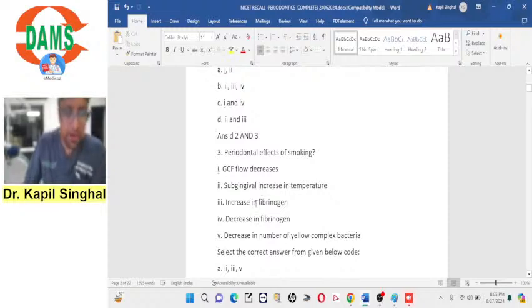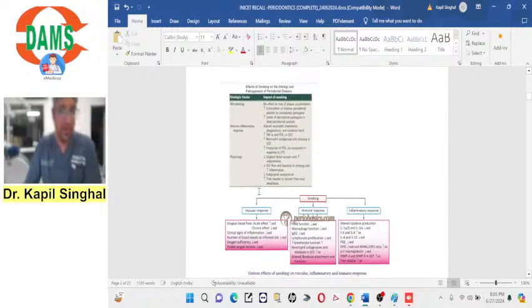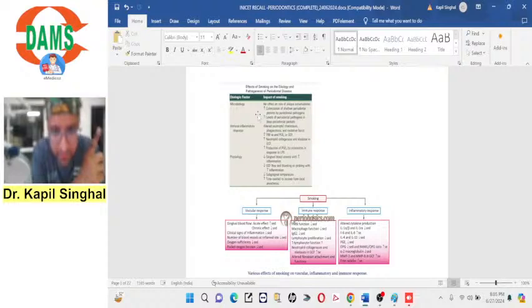Okay, next question. The periodontal effects of smoking. To find out the answer for this, first let's understand the different effects that are seen in smoking. In smoking, first of all, the amount of periodontal pathogens in deep pockets increases. There are increased cytokines. The cytokines will increase in number, but the fibroblasts will decrease in number. The GCF flow will increase initially, so there is a transient increase, then it will decrease. Their subgingival temperature is decreased in cases of smoking.